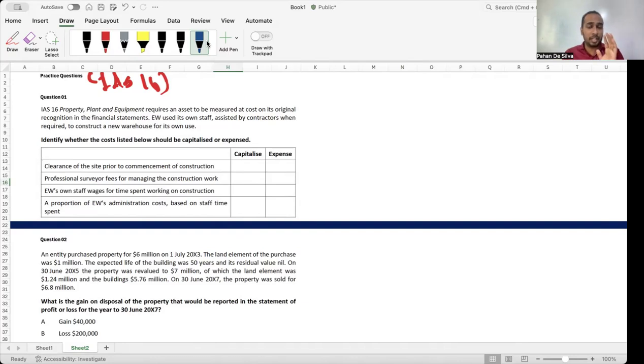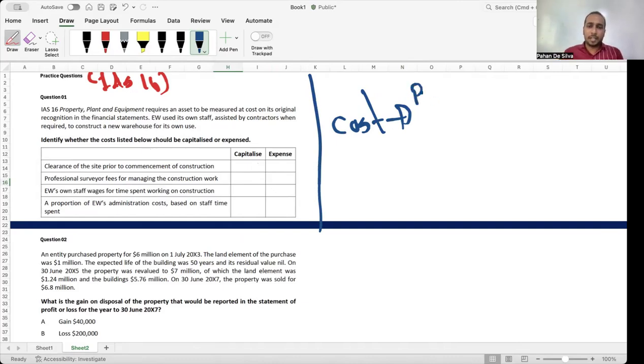I hope you can remember in our discussion on IAS 40 Investment Property, I explained the concept of owner occupied property, right? Now see, in the question, what they are asking us to do is identify whether the cost listed below should be capitalized or expensed. When it comes to IAS 16 cost, I gave you a small hint in our theoretical discussion that whatever costs are necessary to bring this asset to the expected condition and expected usage should be capitalized.